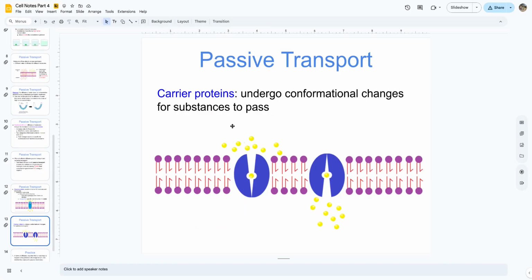Then there's carrier proteins. Carrier proteins, the difference is they're not always open. They're going to undergo conformational changes. Okay, an example of this is going to be glucose transporters or protein transporters through the membranes. And that's it.